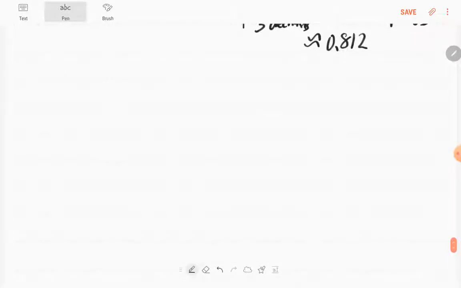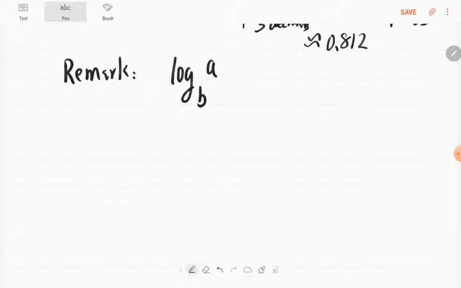So here is a remark for this one. This tells you that the log of a to the base b is equal to the natural log of a over natural log of b. You can use this way to calculate the arbitrary base b using your calculator. This is also called the change of base formula. We change the base from base b to the base e, right?